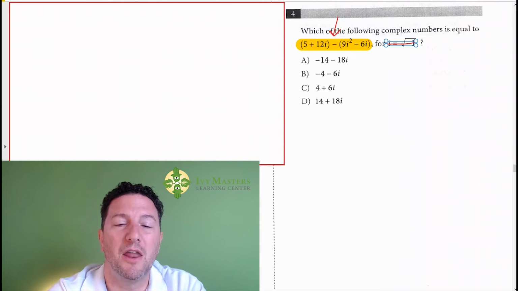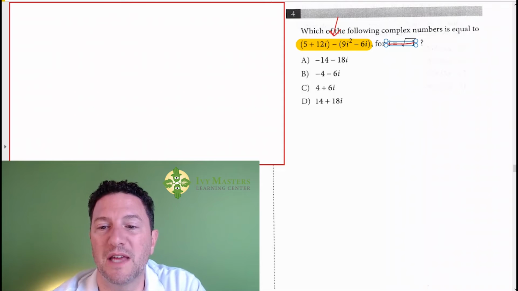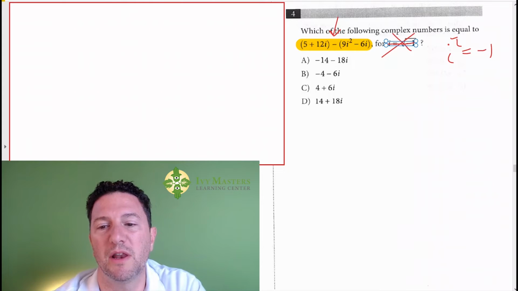Okay, another thing that you need to know here is that i squared equals negative 1. So again, ignore i equals square root of negative 1, but whenever you see i squared, make sure you replace it with negative 1.